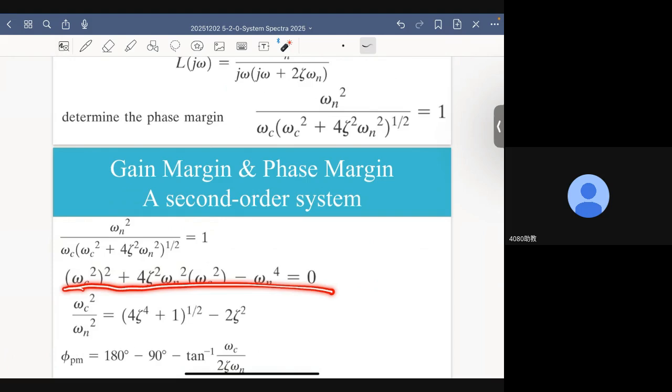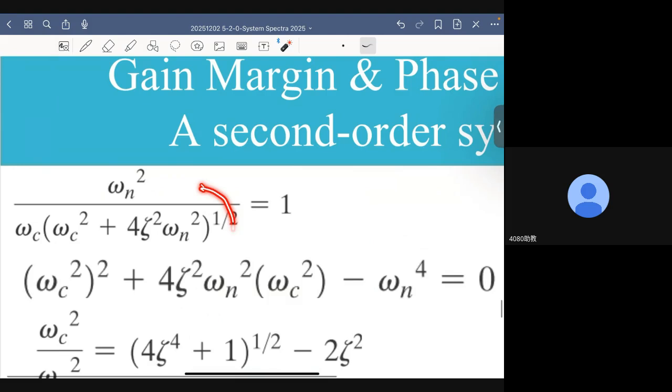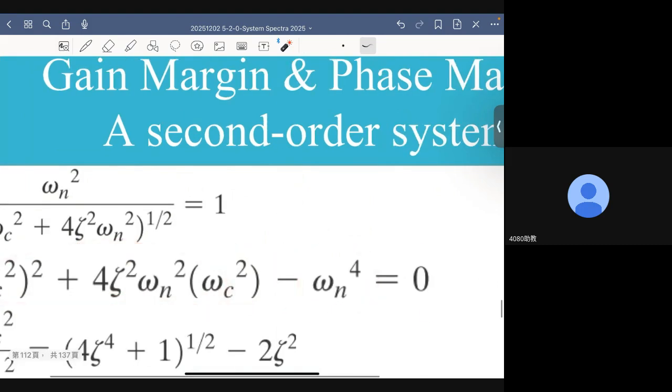By knowing the fact that this has to be equal to this. Please be noted that when going from this to this, what I did is I take the square of the numerator, which gave me this. And if I take the square of the denominator, this is what I end up with. And because they have to be the same, the difference has to be 0.